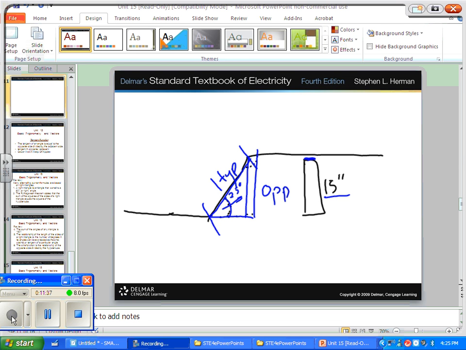Now, let's say that I've picked 25 degrees, right? Now, let's look at our sine, cosine, tangent.